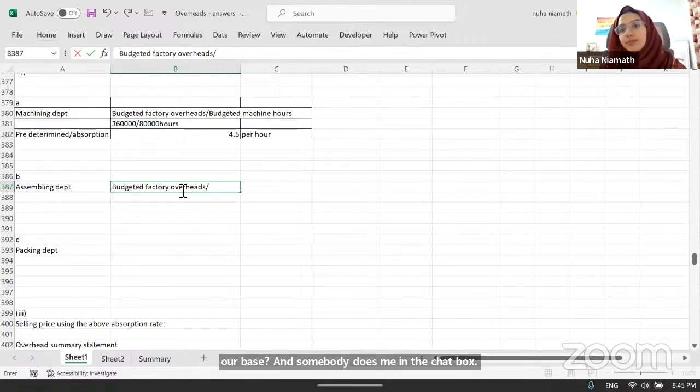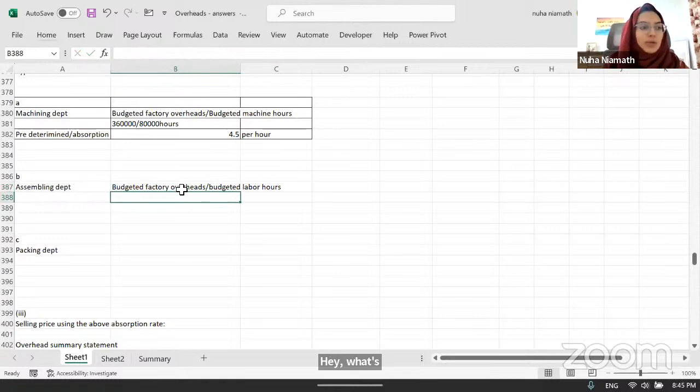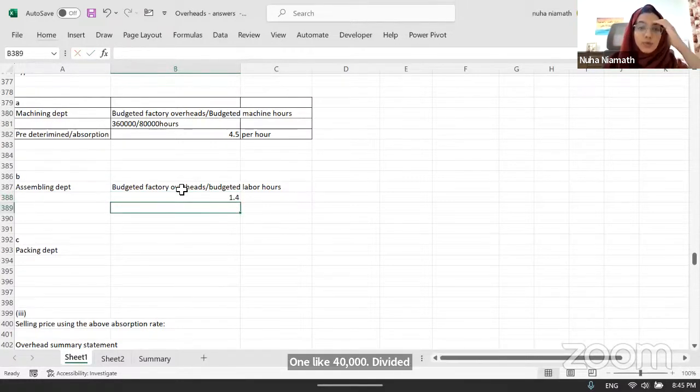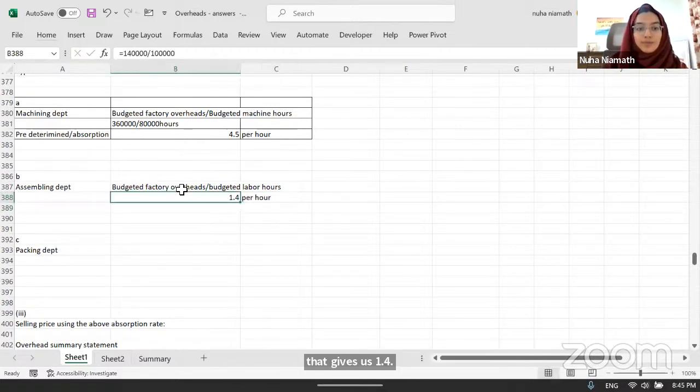What would be a base here? Labor hours. Perfect. So budgeted labor hours. So that will be 1,40,000 divided by 1 lakh hours. Okay, so that gives us 1.4 per hour.